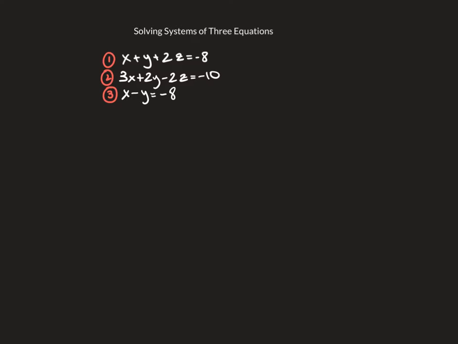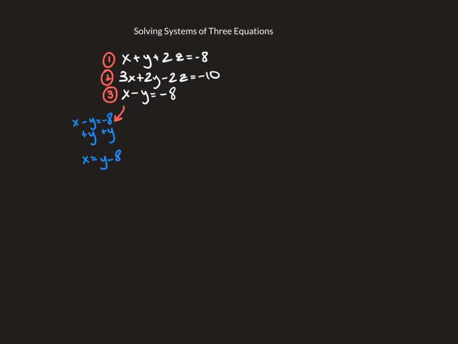So let's go ahead and just isolate one variable. Let's just say x minus y equals negative 8. Go plus y, x equals... x is equal to y minus 8. So we've got one equation, and we've isolated the variable, which is x.